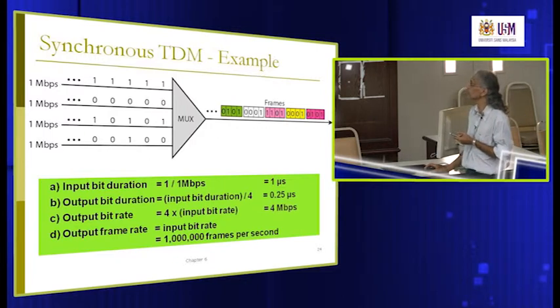So our frames must go at the same rate as the incoming data, because each frame will consist of data from all 4 lines. But if you look at the bit rate now, it is faster, it's 4 times, because each frame consists of 4 bits. Right? Okay?